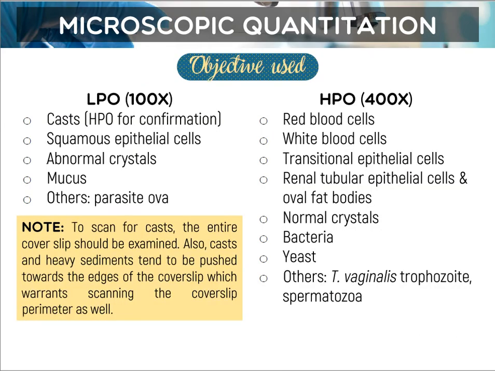Alright? So now we are at microscopic quantitation. For casts, we use LPO, and HPO only for confirmation. To scan for casts, the entire cover slip should be examined. Also, casts and heavy sediments tend to be pushed towards the edges of the cover slip. As I said, we have to scan the cover slip because they stay there. HPO is for confirmation.